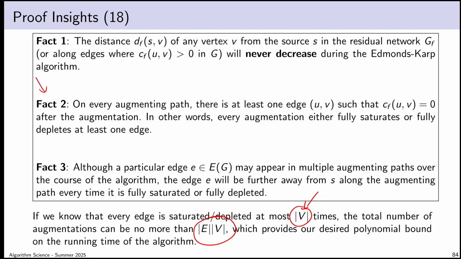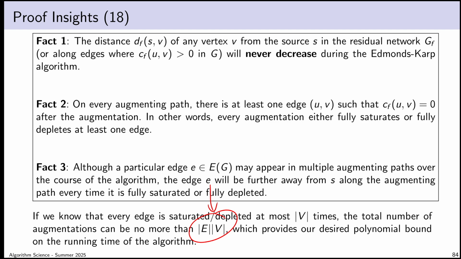So fact 2 tells me that for every augmenting path, at least one edge has to be fully saturated or depleted. But we know that each edge can be saturated or depleted at most this number of times. So in the worst possible case, where every single edge gets saturated or depleted the maximum number of times, the number of augmenting paths can be at most this. Because for every augmenting path, we must saturate or deplete at least one edge. Okay, so if I show that at most this number of augmentations is necessary, that's actually enough to conclude that the whole algorithm is polynomial.